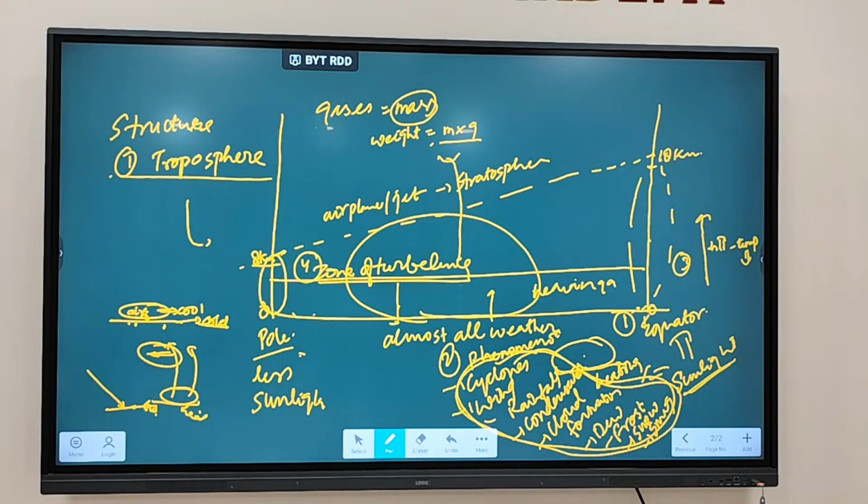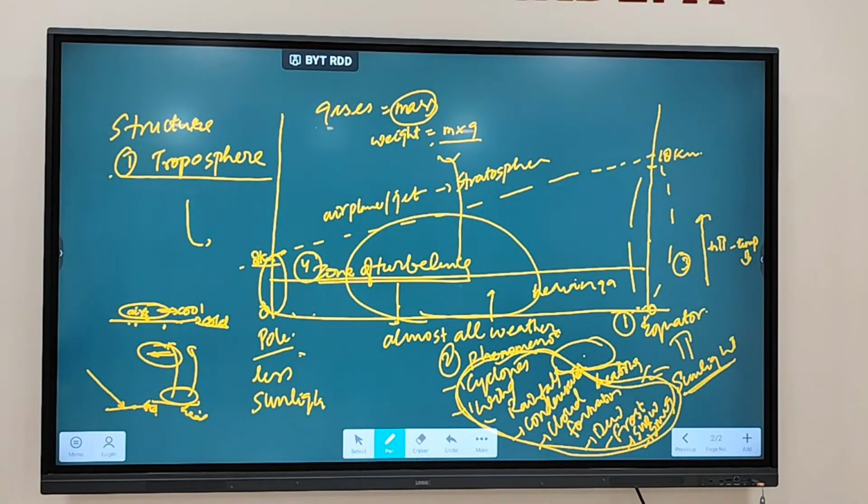So first important thing, why is its extension more at the equator and less at the poles? Because the equator receives more sunlight, so air gets heated more. When air gets heated more, it will expand. As a result, you'll see more height of the troposphere. And what happens at the pole? Earth receives less sunlight. Earth becomes cold, so air also becomes cold, and cold layers do not expand. As a result, you'll see less height. Clear?